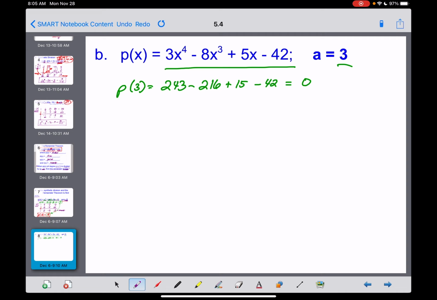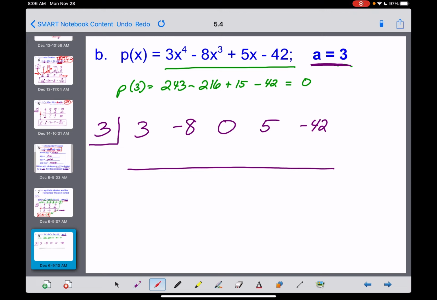So let's try to do it with synthetic division and the remainder theorem. This might actually be easier. So I draw myself a box, and remember, guys, when we're doing the remainder theorem and they tell you what a is, you don't change a sign right there. 3 is what goes there. Now, all your coefficients. We have a 3x to the 4th, then a minus 8x cubed. There's no x squared term, so there's going to be a 0 that goes there. Then a 5x, and then a minus 42 at the end for the constant. Skip a line, draw a line, and here we go.